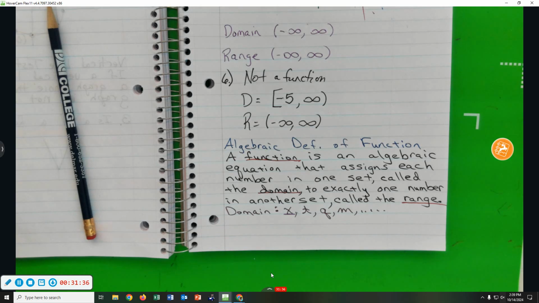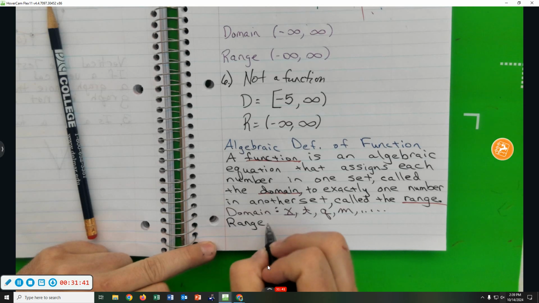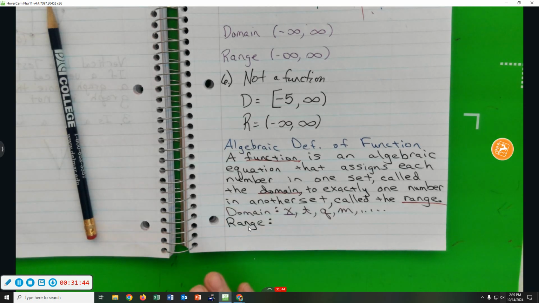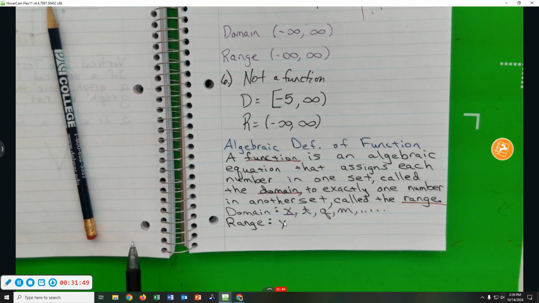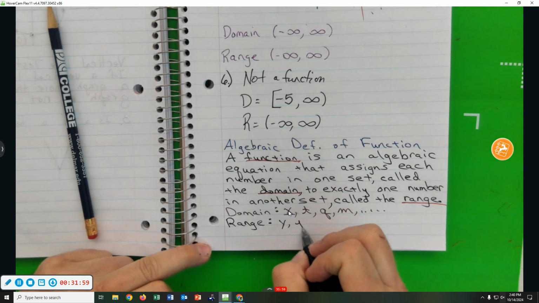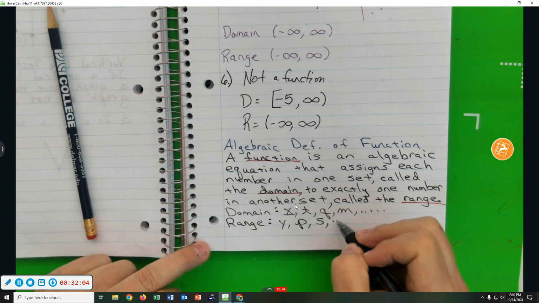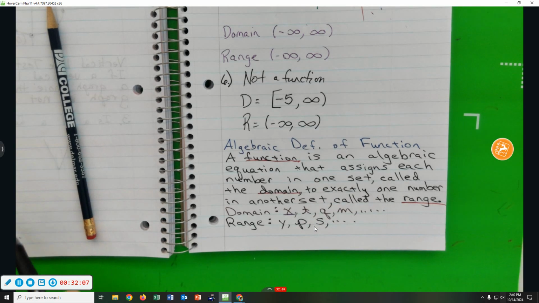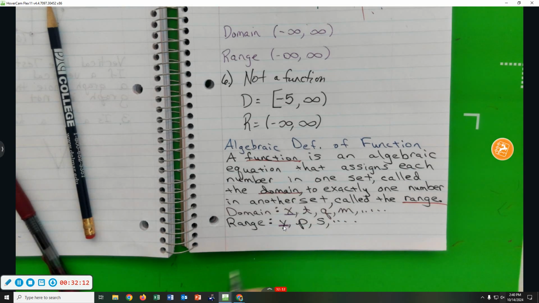Theoretically, you could even use a Y, but why the heck would you do that? Because the most commonly used variable to represent range values is Y, because the ordered pair definition of function says that the range is the set of all Y values. So Y is the most common, but you can use things like P for price or S for height, what have you. You could really use any letter, but the most commonly used letter to denote range values is the letter Y.